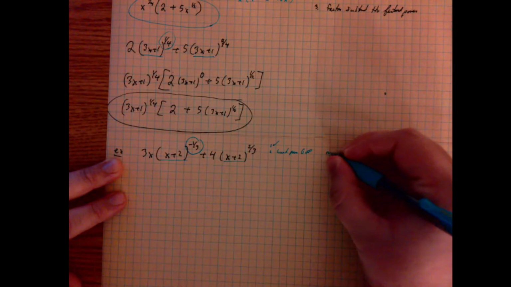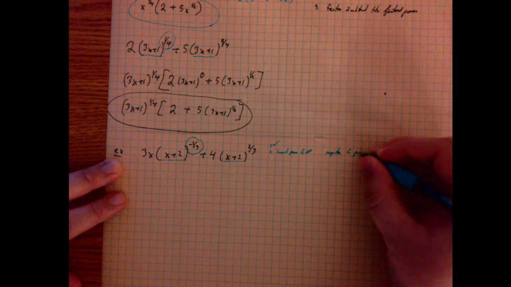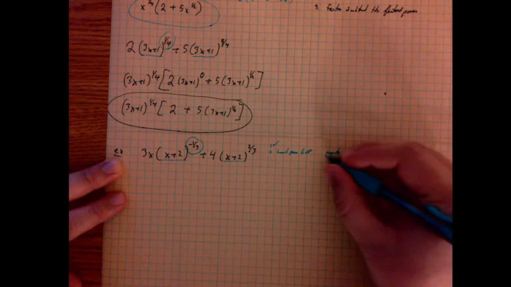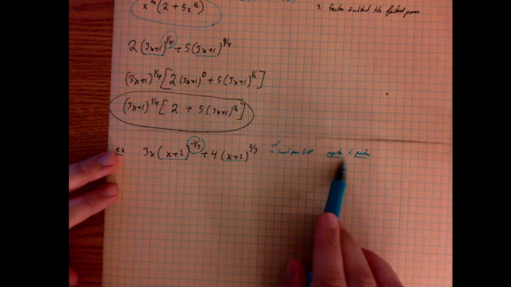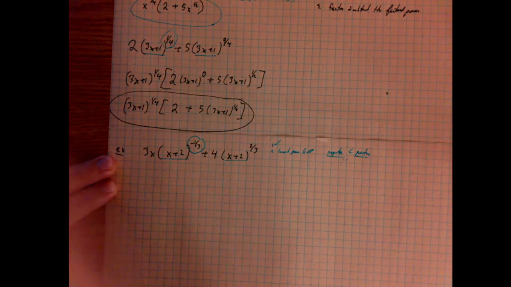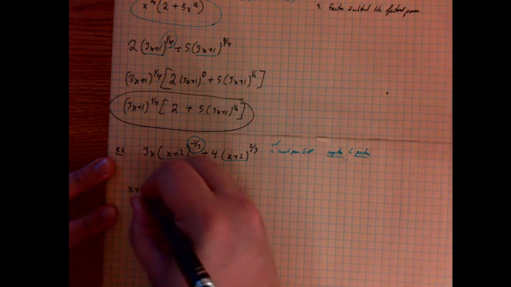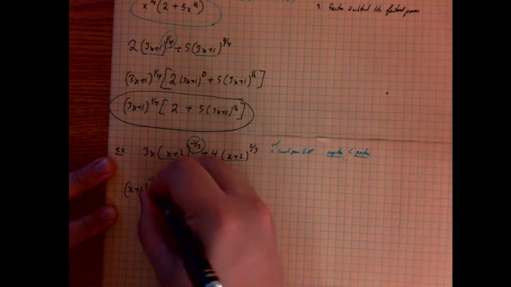Remember, negatives are always lower than positives. Always. This is always the case. So if there's a negative power, that's probably what you're going to take out. Okay, from here, let's talk about how to do that. So I'm going to take out the (x plus 2) to the negative 1/3 power.